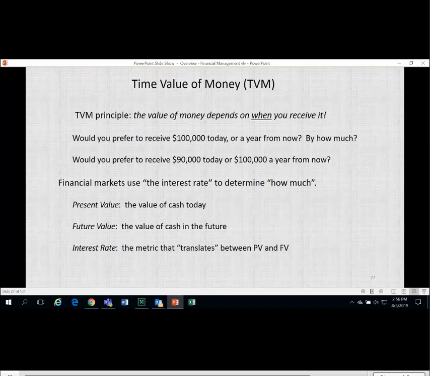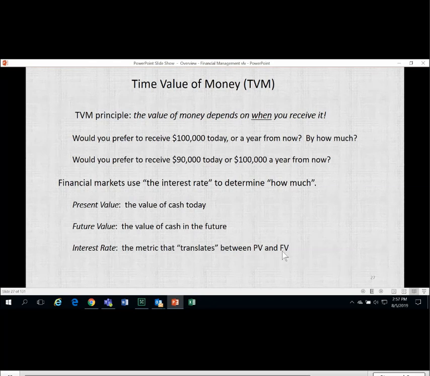Different individuals would come up with a different answer because individuals are using a variety of criteria for making that decision. Now, in financial markets, though, the interest rate is used to determine how much. So, three key definitions. Present value, that's the value of cash today. In other words, getting that $90,000 today, or in the first question, $100,000, is the value of receiving the cash today. Future value is the value of cash that you receive sometime out in the future, a year from now, 10 years from now. Interest rate is a metric that translates between PV and FV.